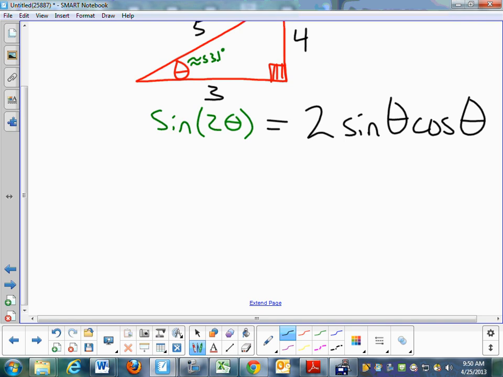So you memorize that sine of 2 theta is 2 sine of theta cosine of theta. It's an important one to try to remember.